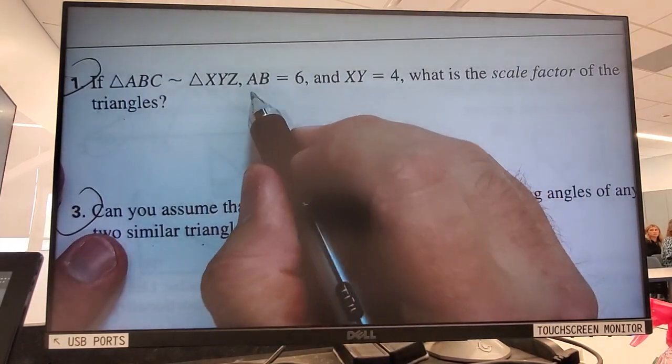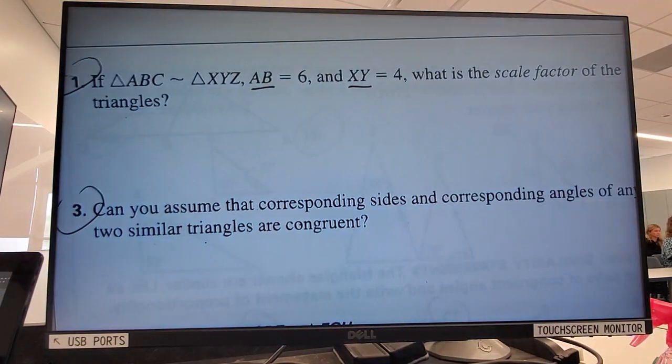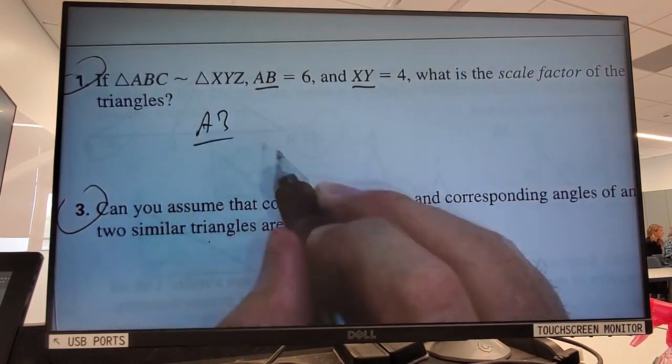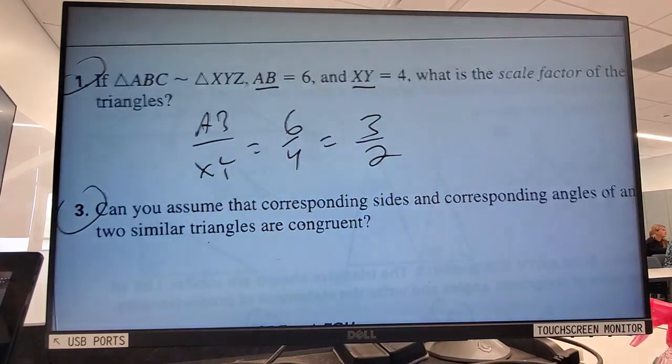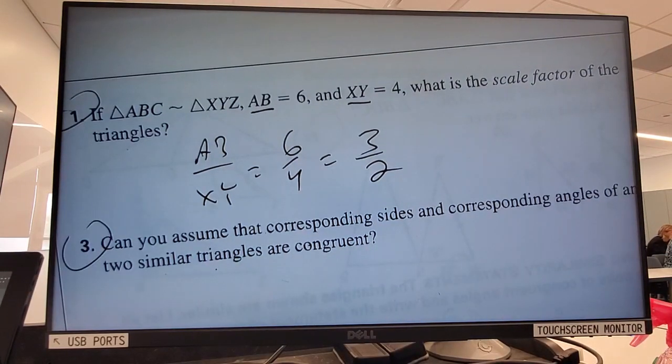So these two are corresponding sides between the two, yes? So then when you set up the ratio, you get AB to XY, 6 to 4, 3/2. So triangle ABC is 3/2 times XYZ. So it's 1.5 times as big.